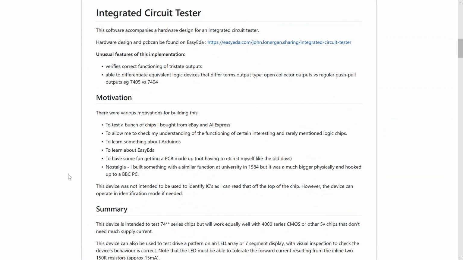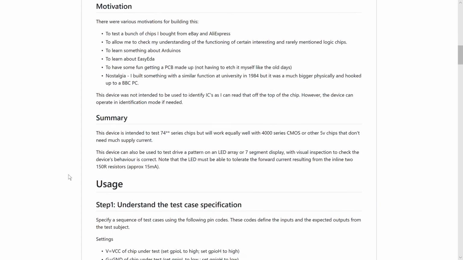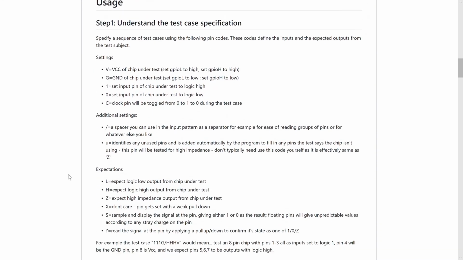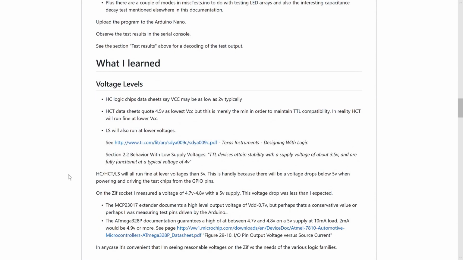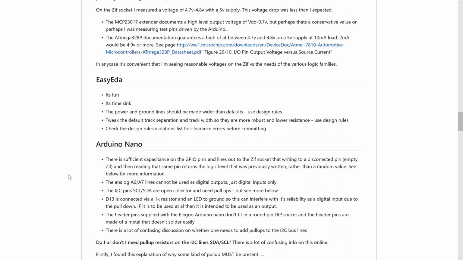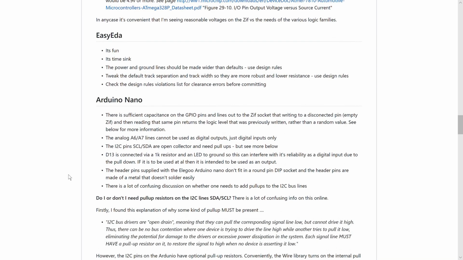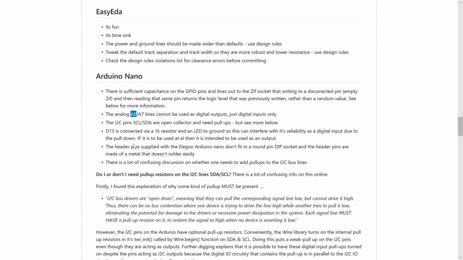So you'll find my motivations, a summary of what I'm trying to do, how the test specifications are set up, a bunch of stuff I learned along the way about the power needs of the different logic families, stuff about EasyEDA, which is what I used for the schematics and PCBs, Arduino Nano, some things that made me sad, such as the problem I had with A6 and A7, as well as a principle of operation, which we've just been through.